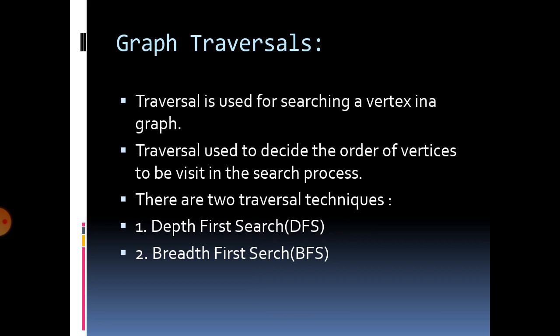Now I want to introduce traversals. What is traversal here? Traversing is nothing but visiting the existing data elements in your data structure. Here our data structure is a graph. So traversal is used for searching vertices: we have to search for an element, a vertex, in the graph. Traversal is also used to decide the order of vertices to be visited in the search. So we can conclude that it decides the order of the vertices to be visited in the search. There are two traversing techniques, depth first search and breadth first search.